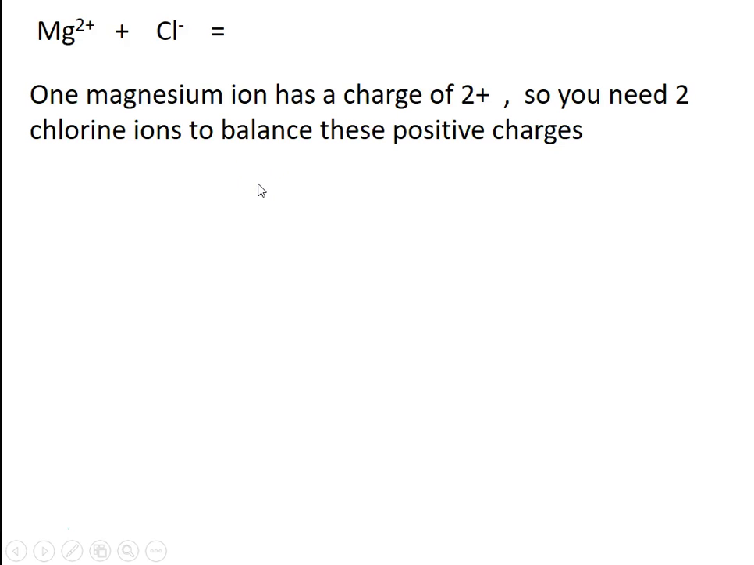Okay, so do these ones. 1 magnesium ion has 2 plus, so 2 chlorine ions are needed to balance it. Okay, so I haven't written out the 2 chlorine ions here, just gone straight to the formula. Leave off the charges and put how many you need of each.